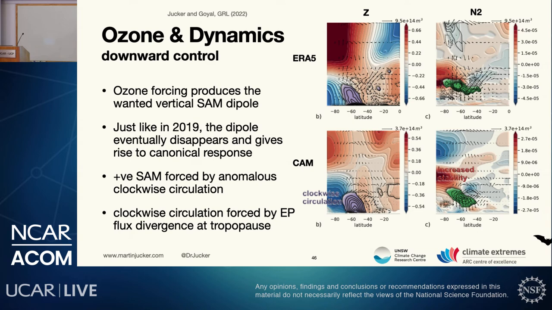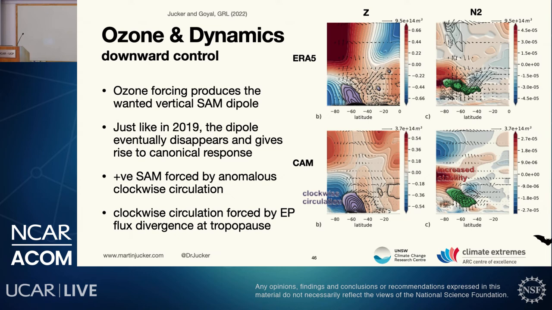So clockwise circulation in the troposphere, anomalous clockwise circulation, which exactly happened as well in 2019 during that period of positive SAM. And we have an increase in static stability, which comes along with an EP flux divergence in both cases. And that forces our anomalous circulation.